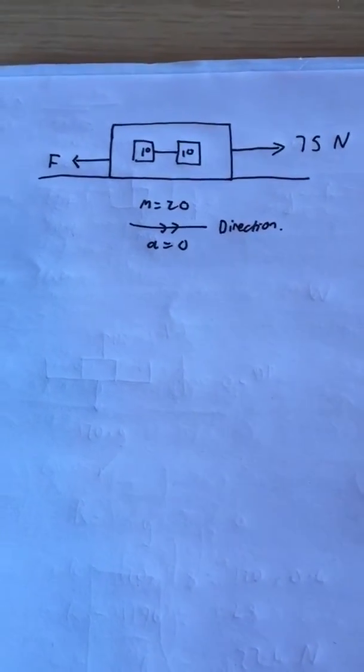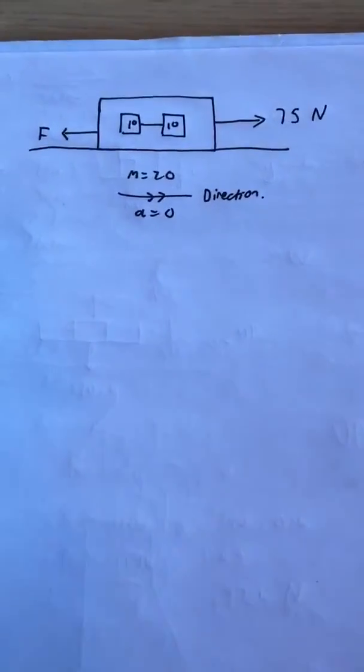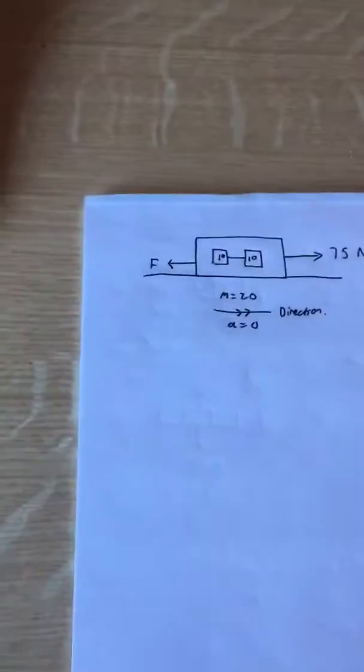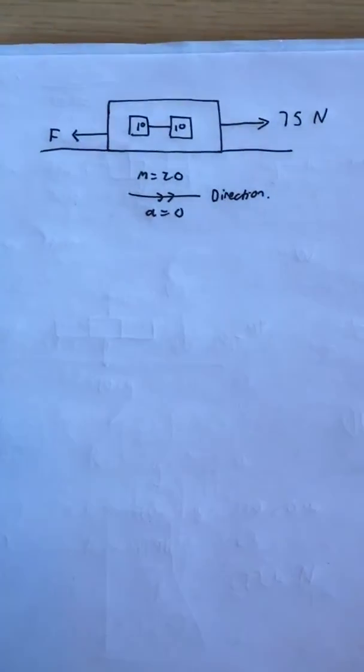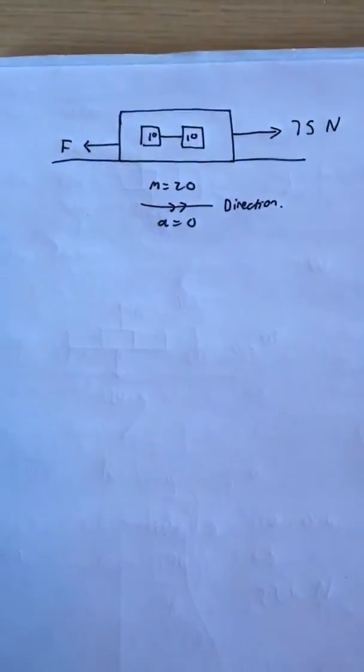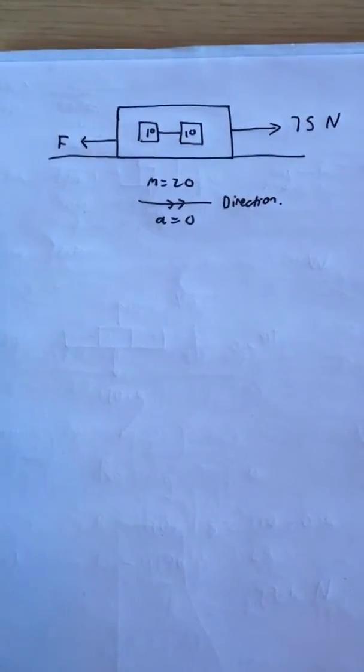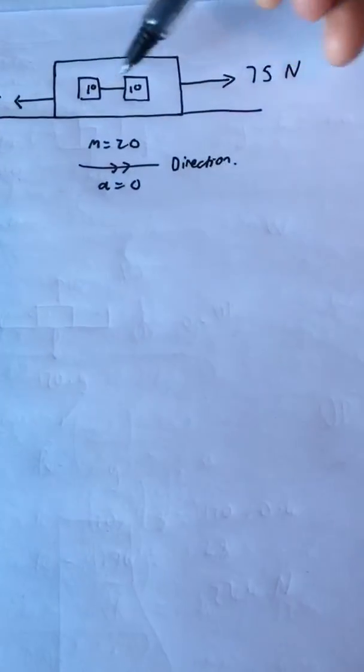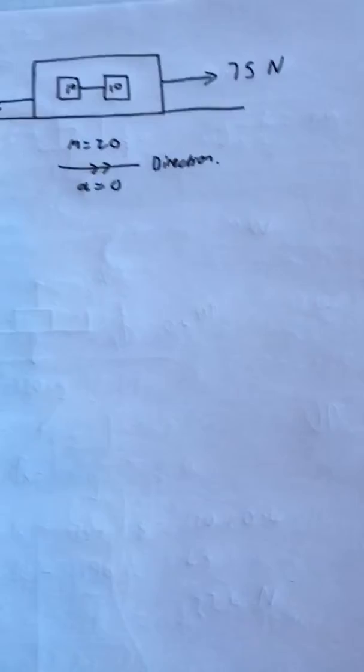Okay, this is how we approach question 4 on page 413. This is the question where it says that two identical boxes of mass 10 kilos are connected by a light inextensible cable. Okay, so there's the two boxes of 10 connected by the cable.